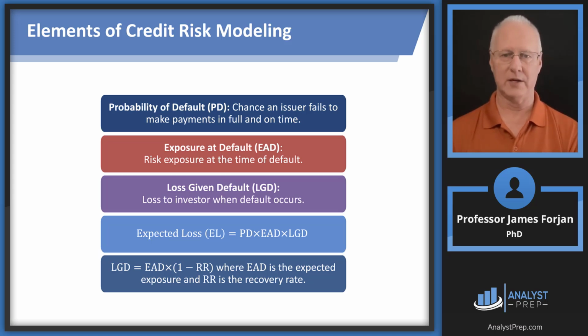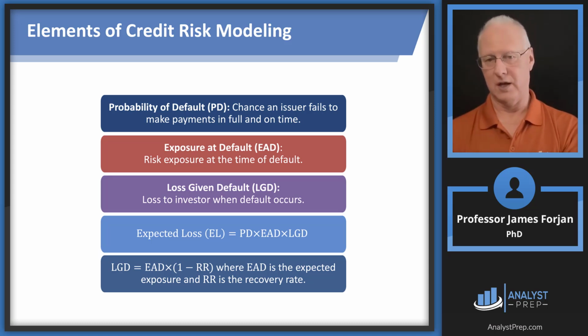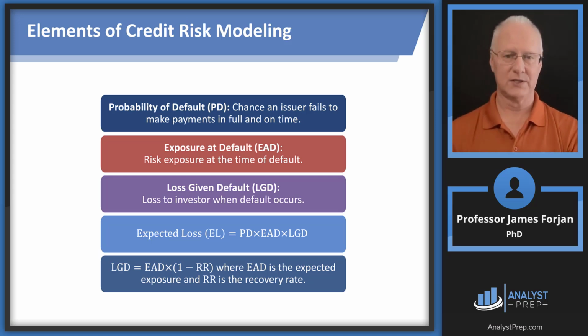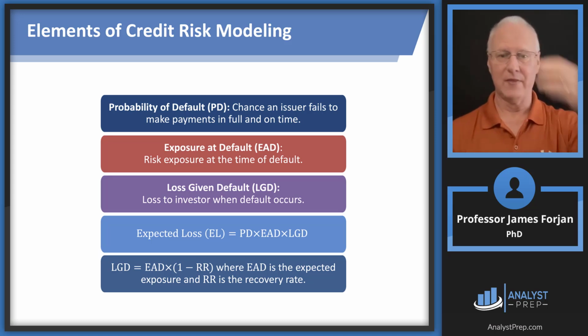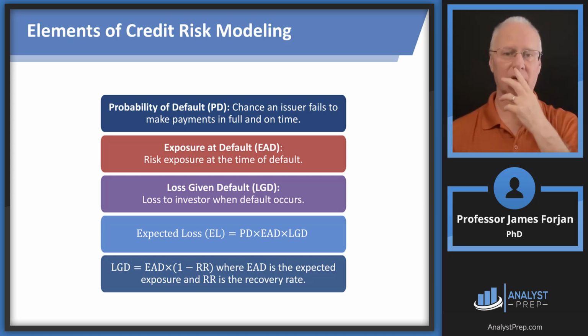And then there's the exposure at default, which is the risk exposure at the time of default, and then the loss given default. So look at the expected loss equation down there. All we're going to do is multiply these three, the blue, the red, and the purple boxes together to get something called an expected loss. So probability, that's a decimal. Exposure at default, that's another decimal. And then the loss given default is a dollar amount.